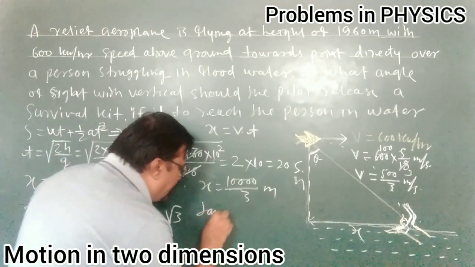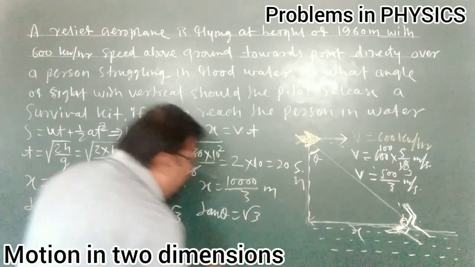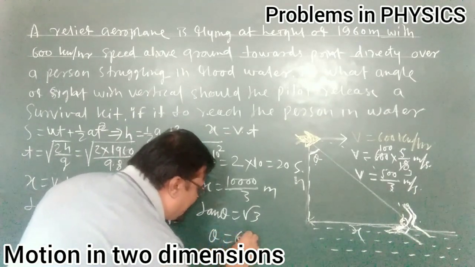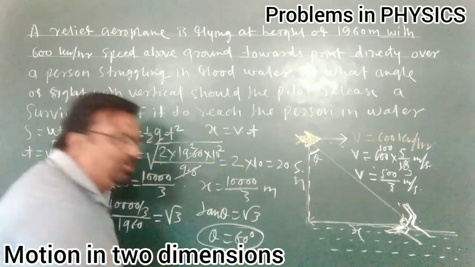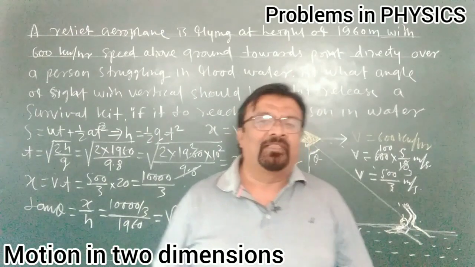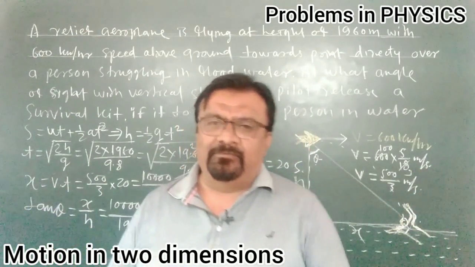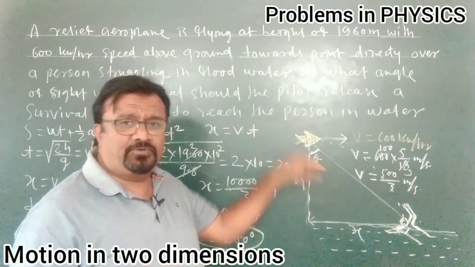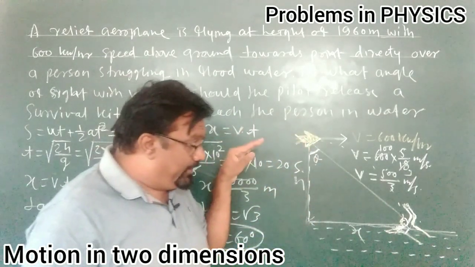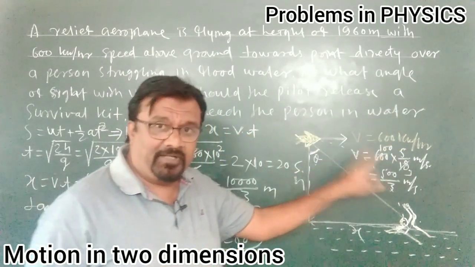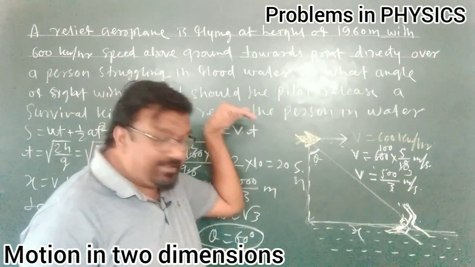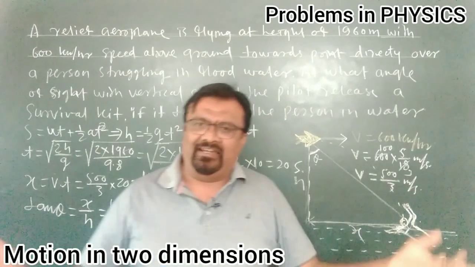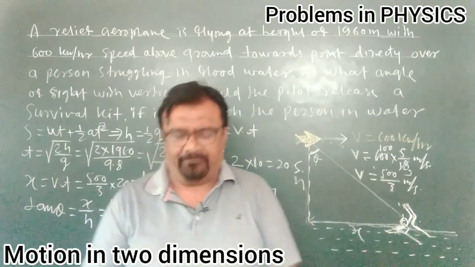Now you know that tan theta becomes root 3. As tan theta is equal to root 3, you can say theta must be equal to 60 degree, because you know tan of 60 is root 3. So solved. We can say if that pilot releases the survival kit at an angle of 60 degree to the vertical, going at that particular speed which is given, that packet can reach directly to that person who is trying to survive in that flood and can get help and can survive.